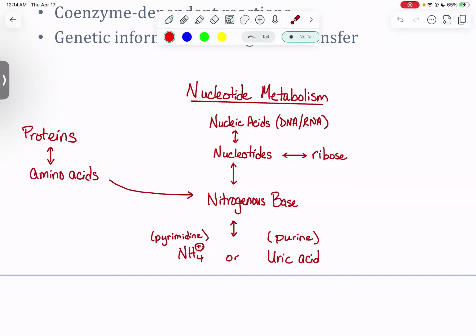And then you also have to think about how we are going to break down these nitrogenous bases, because nitrogenous bases can't be stored, right? They have nitrogen in them, so we can't do that. If it's a pyrimidine, it gets broken down into ammonia. If it's a purine, it turns into uric acid. And we're going to talk about all this in the future.